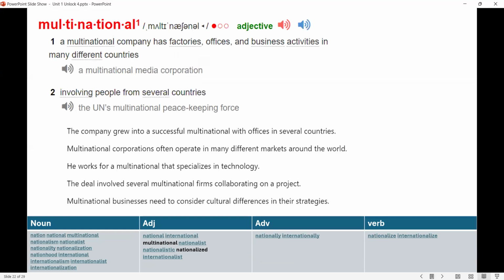Multinational. A multinational company has factories, offices, and business activities in many different countries. You can talk about a multinational media corporation, or the company grew into a successful multinational with offices in several countries.